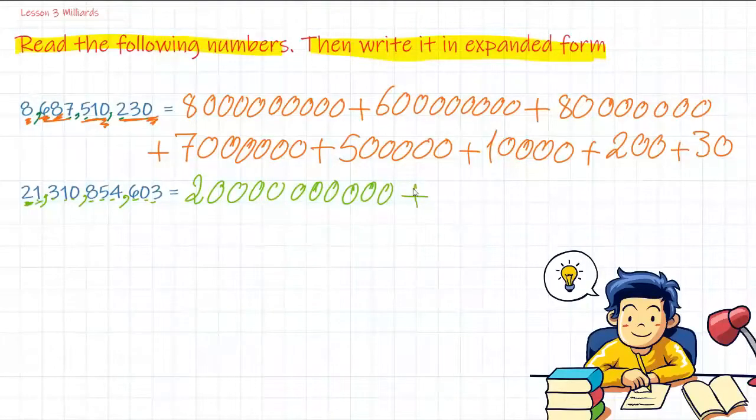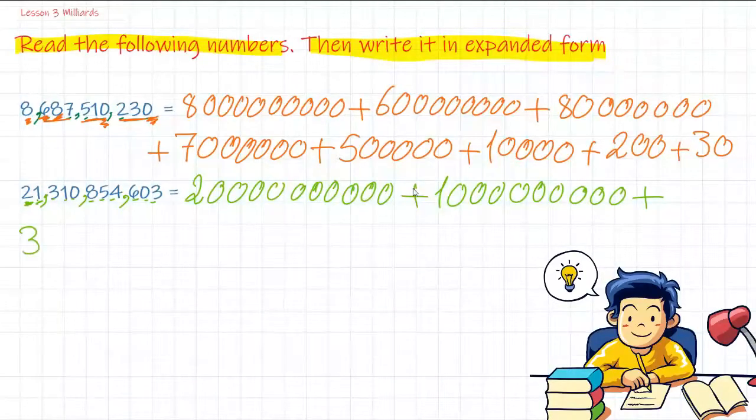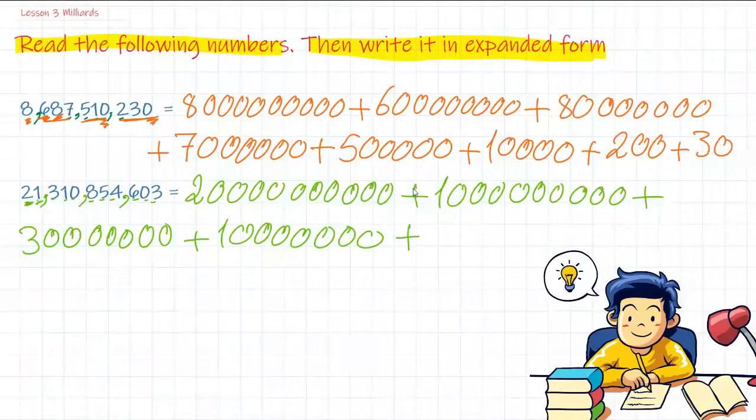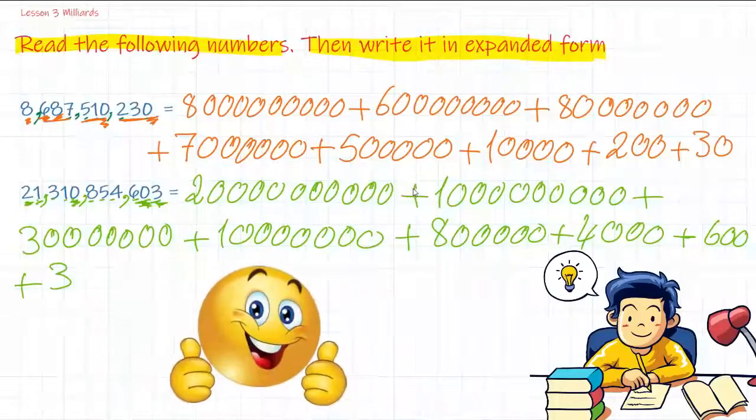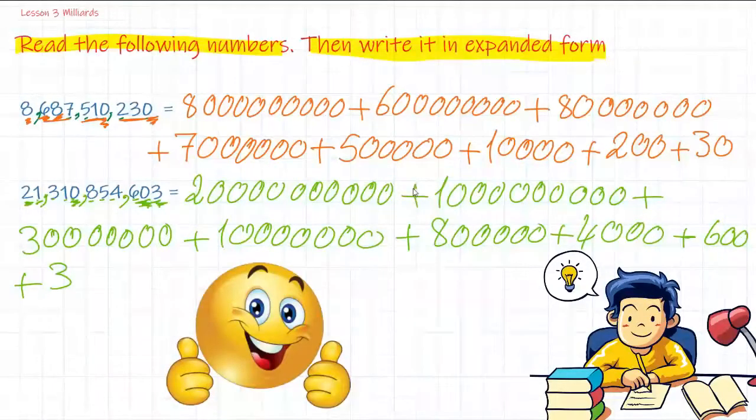Plus we have 1 and 9 zeros, plus 3 and 8 zeros, plus 1 and 7 zeros, plus 0 here has no value, so skip it. We have 8 and 5 zeros, plus 4 and 3 zeros, plus 6 and 2 zeros, and we have 0 here, skip it. And finally we have 3 in units place, just 3. It's a large number, but if you follow the steps, you will write it correctly.